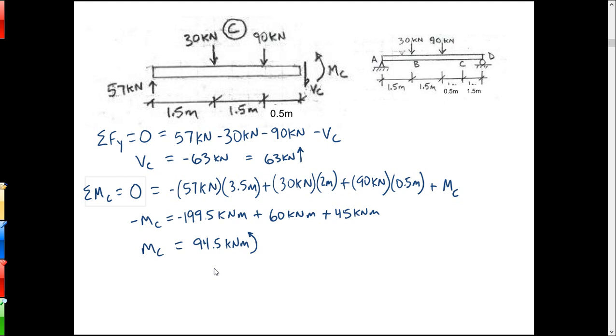I'm doing okay. So 63 for the shear, and then 94.5 for the moment. So looking all right. Okay, so we got 57 up and 30 and 90 down.